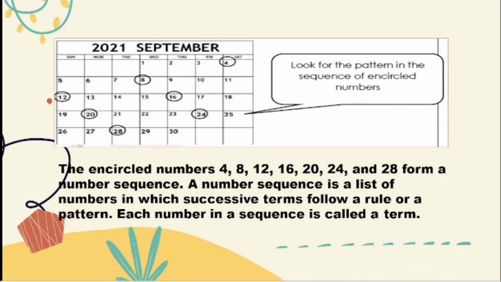Look at the pattern in the sequence. The encircled numbers 4, 8, 12, 16, 20, 24, and 28 form a number sequence. A number sequence is a list of numbers in which successive terms follow a rule or a pattern. Each number in a sequence is called a term.